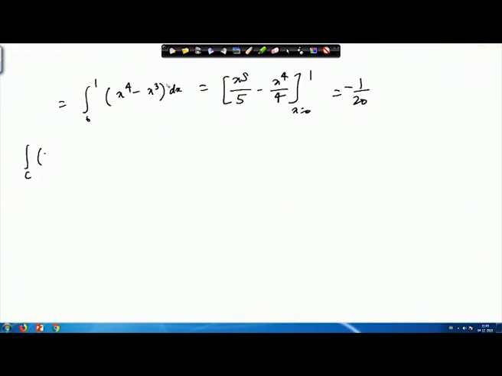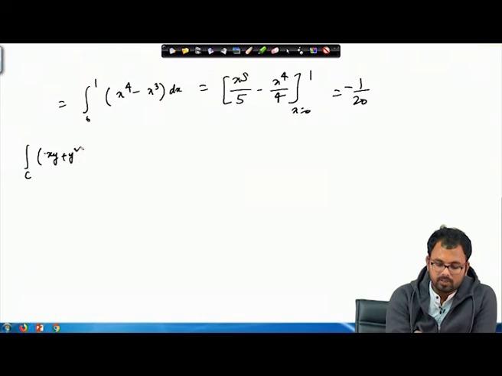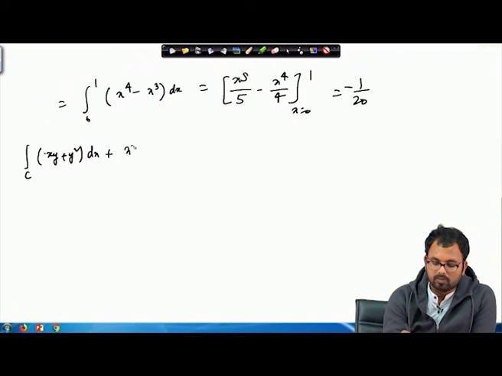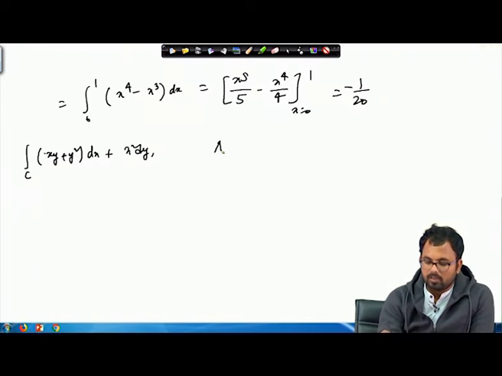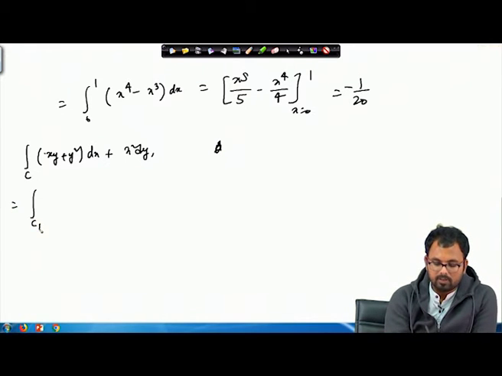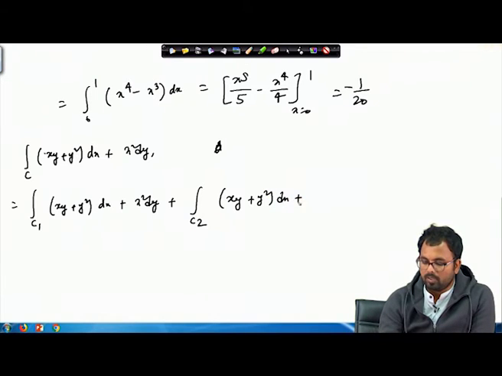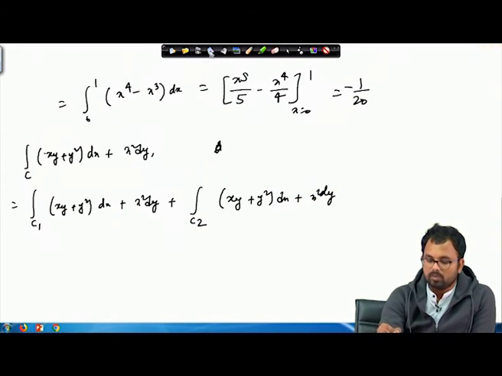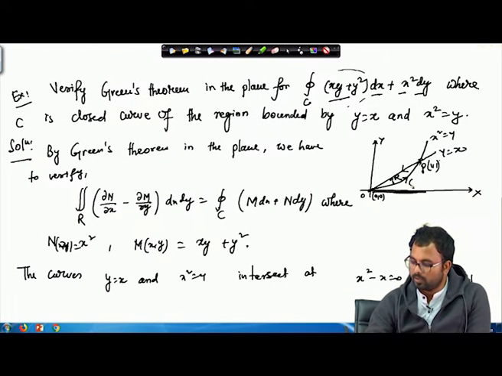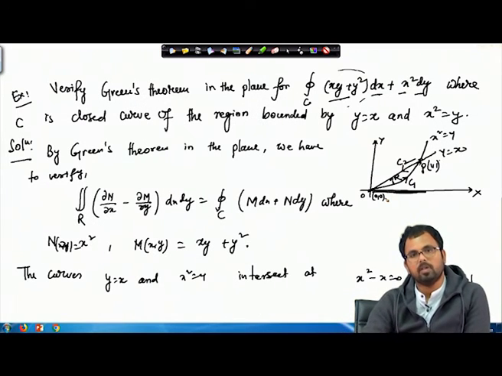So, if we go back, this is our C, M is basically xy plus y square, so (xy plus y square) dx, and N is x square dy. So, along C1, let us write the integral of (xy plus y square) dx plus x square dy, and then we have another integral over C2 of (xy plus y square) dx plus x square dy. I am calling this one C1 and this one C2. So, the part of the parabola is considered to be C1 and the part of the straight line is considered to be C2.